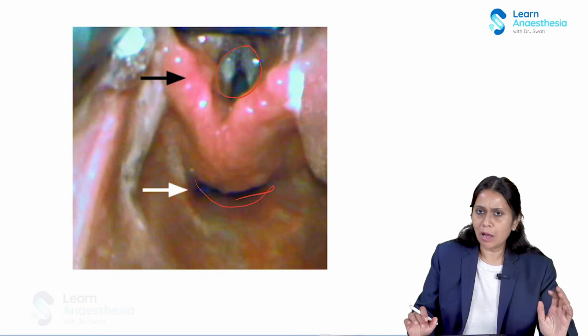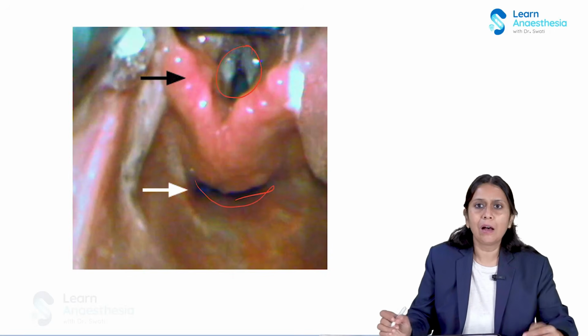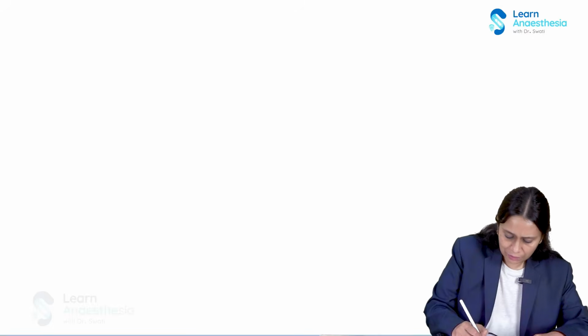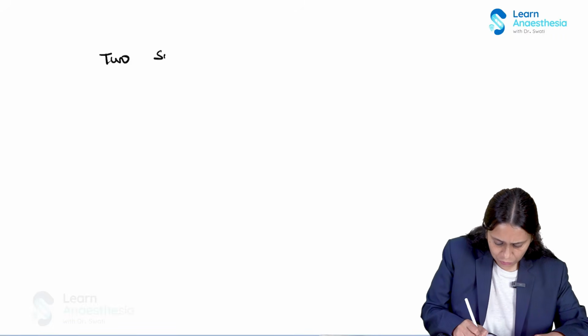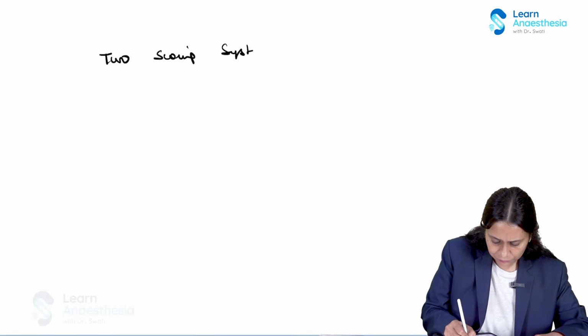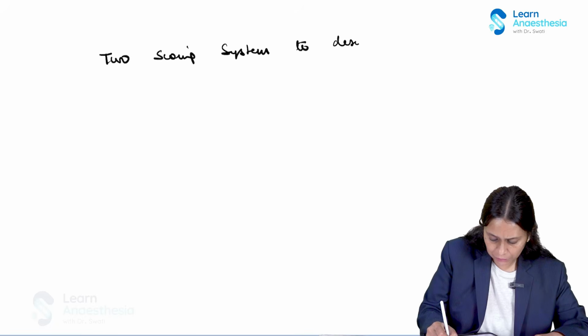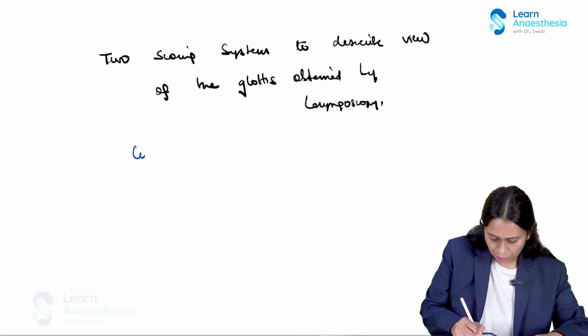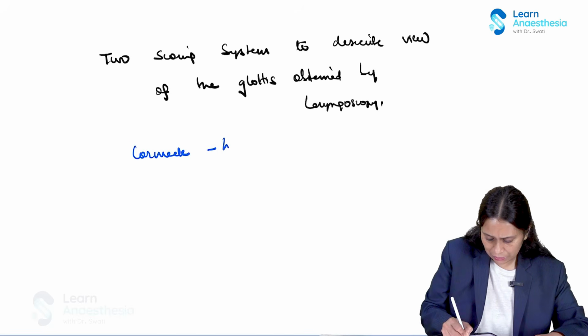Okay, so how much of the glottic opening is visible? What is the scoring system we use to identify that? Now there are two scoring systems to describe the view of the glottis obtained by laryngoscopy, right? The first one is the Cormack-Lehane grading system.